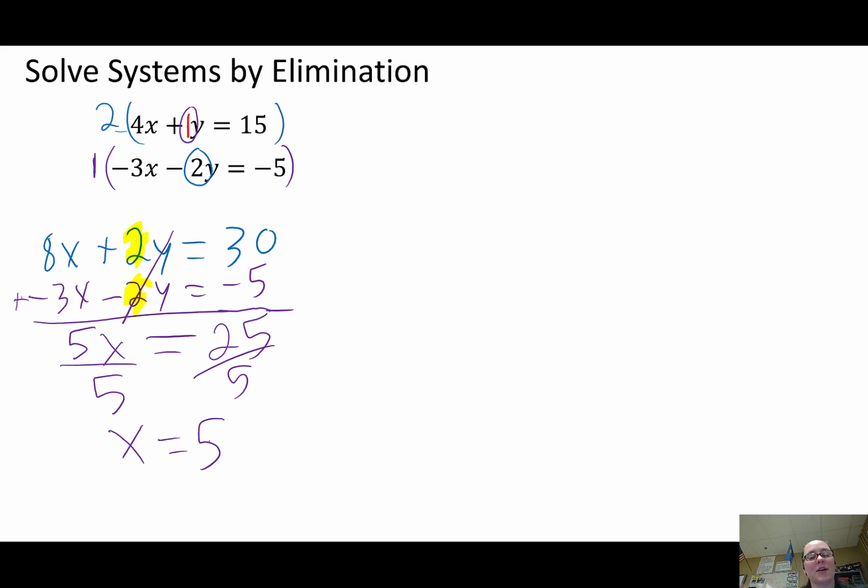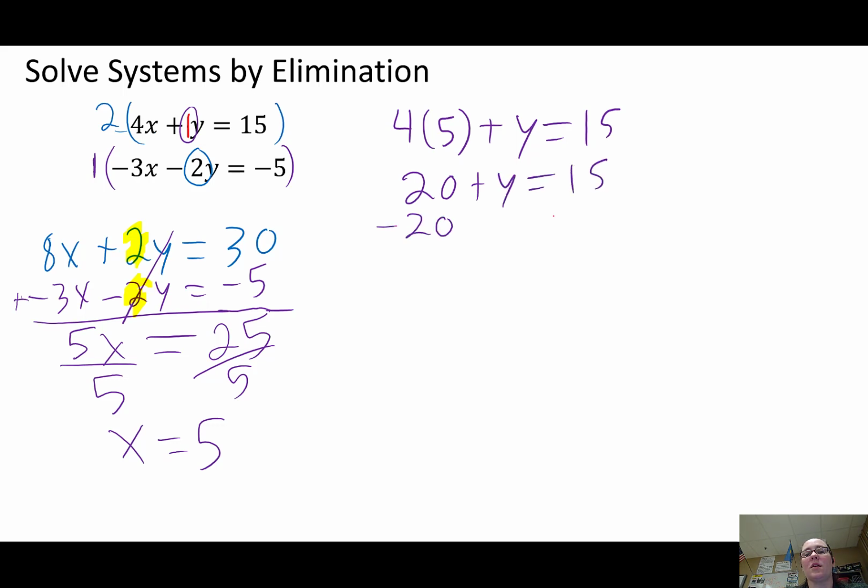So we've got x, we can go back and find y. I'm going to use the top equation, so we get 4 times 5 plus 1y, or just y, equals 15. Well, 4 times 5 is 20, plus y equals 15. Subtract 20 on both sides, and I get y is equal to negative 5. So my solution for this system is (5, -5).